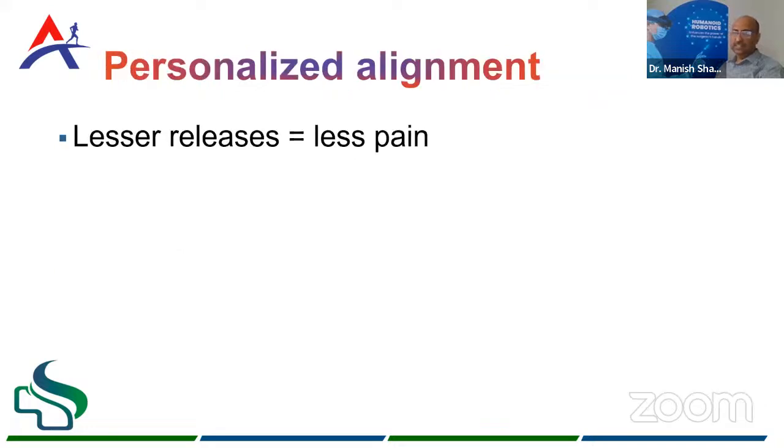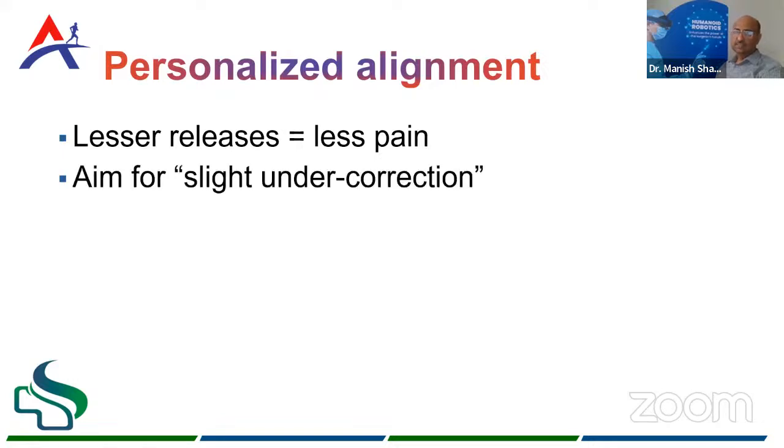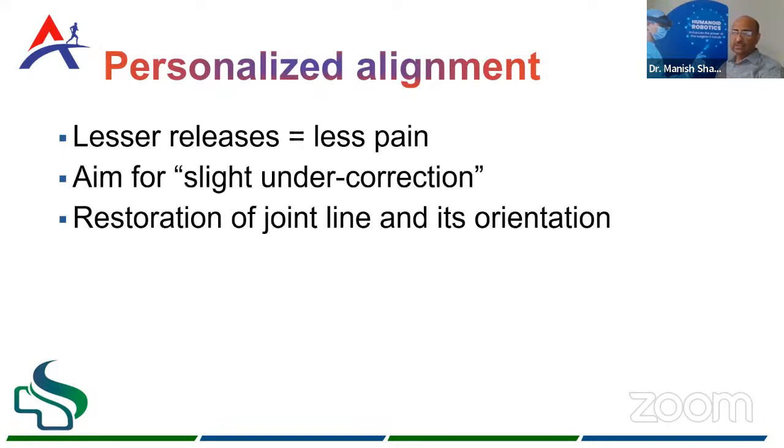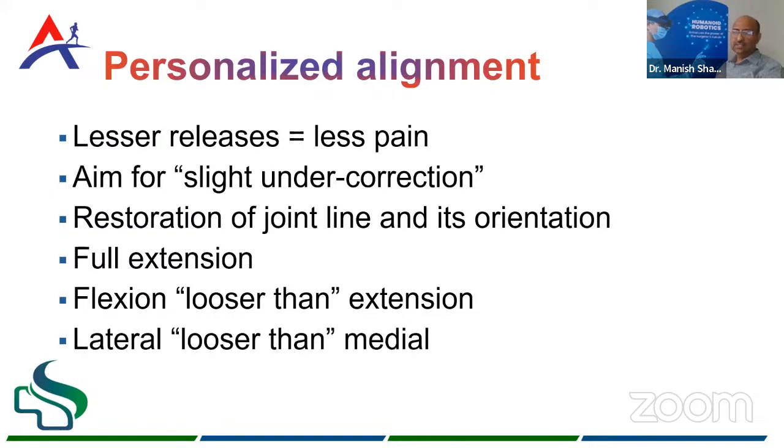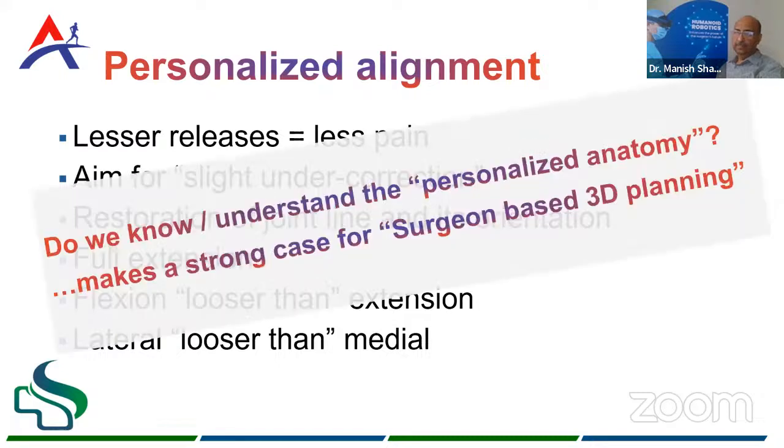Thus, in personalized alignment, what do we aim for? Lesser releases, slight undercorrection, restoration of the joint line and its orientation, achieve full extension on table, flexion a little looser than extension, lateral a little looser than medial. Question is, do we understand the personalized anatomy? And that makes a very strong case for surgeon-based 3D planning.